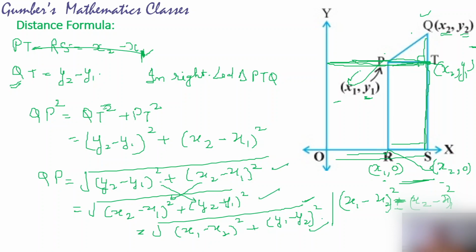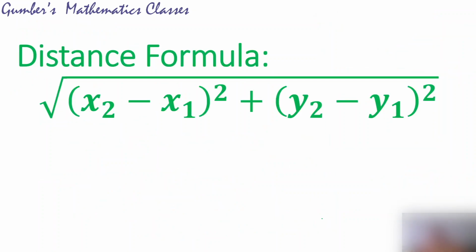So this is the final distance formula: under the root x1 minus x2 whole square plus y1 minus y2 whole square. Or you can remember it as the difference between x coordinates and the difference between y coordinates. We have to consider, square them, add them, under the root, and we will get the distance. Finally, the distance formula is equal to under the root of x2 minus x1 whole square plus y2 minus y1 whole square.